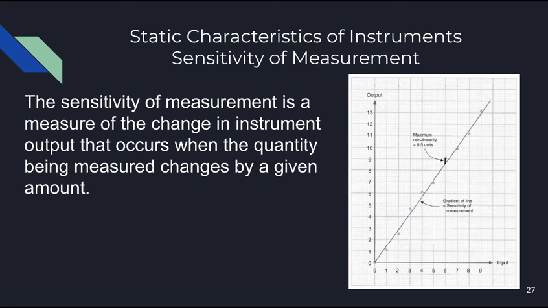The sensitivity of measurement is a measure of the change in instrument output that occurs when the quantity being measured changes by a given amount. Thus, sensitivity is the ratio of scale deflection to the value of the measurand producing deflection. The sensitivity of measurement is therefore the slope of the straight line shown here. If, for example, a pressure of 2 bar produces a deflection of 10 degrees in a pressure transducer, the sensitivity of the instrument is 10 over 2, or 5 degrees per bar.